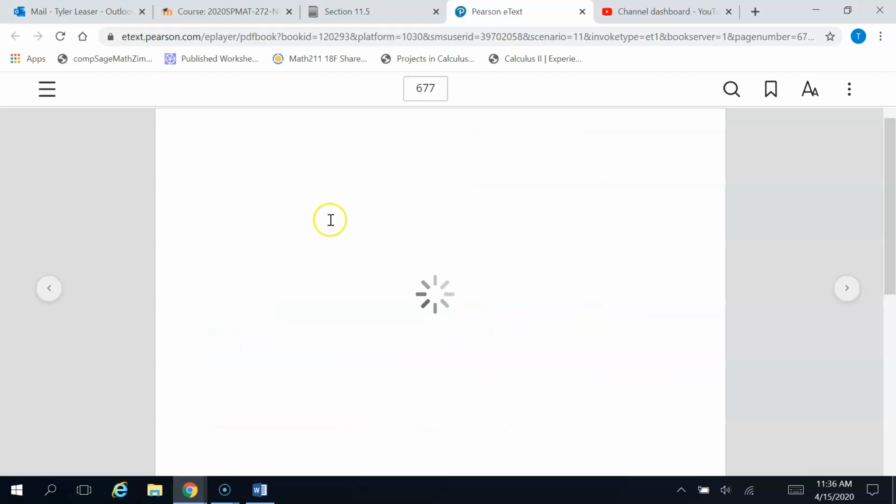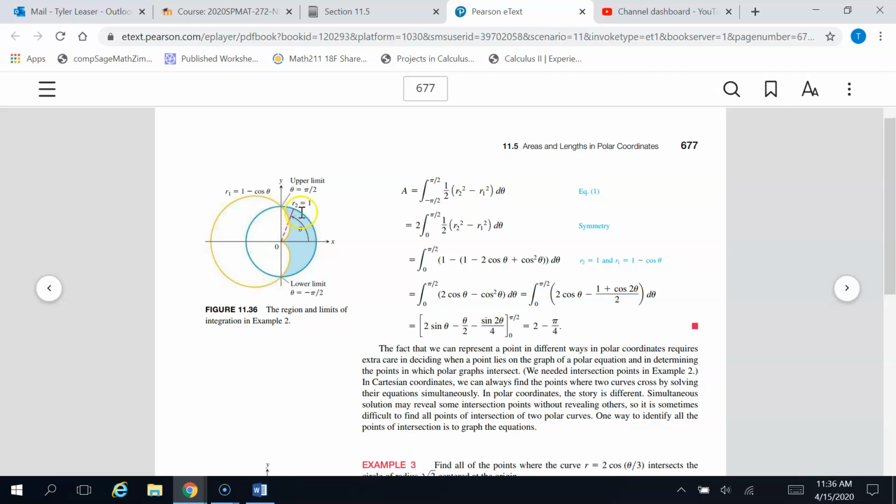These can get a little bit difficult, just to show you the example here in the book. So here we have this yellow line is a cardioid, and then we have the circle. And you want to find the area in the circle that's outside the cardioid, but it's just subtracting, so it's not too bad.